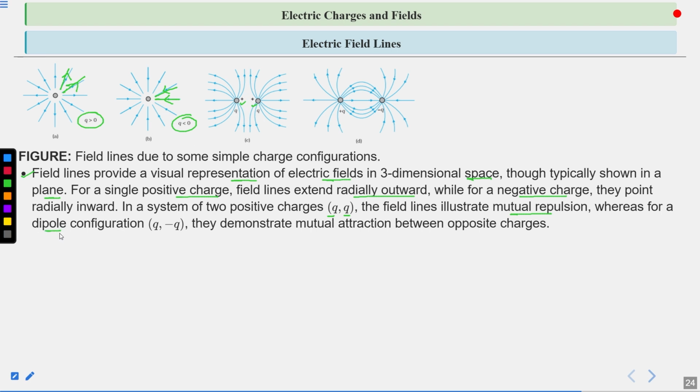A dipole is a system which consists of two equal and opposite charges like small q and minus small q. So here two charges, plus q and minus q. So this demonstrates mutual attraction between opposite charges.